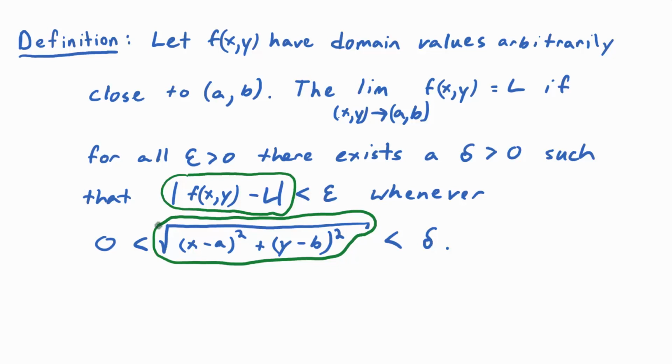Just remember what this definition is trying to convey. All we're saying is this: if you give me an epsilon, then I can find a delta such that if I pick (x, y) within delta units of (a, b), then f of x, y is going to be within epsilon units of L. In other words, the closer (x, y) gets to (a, b), then at least eventually the closer f of x, y is going to start getting to L, assuming that L exists, that is.